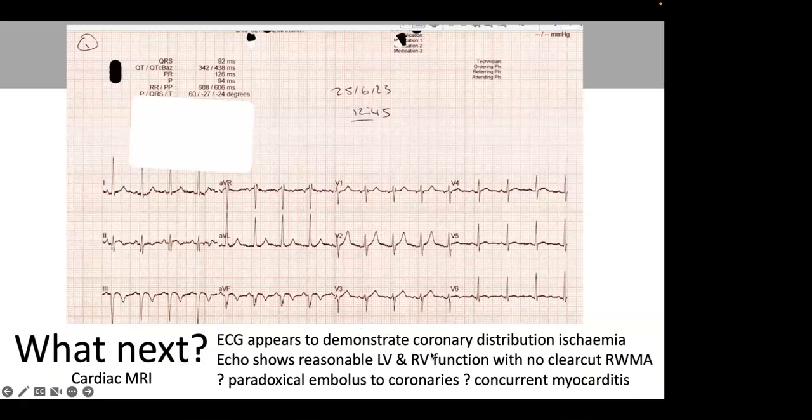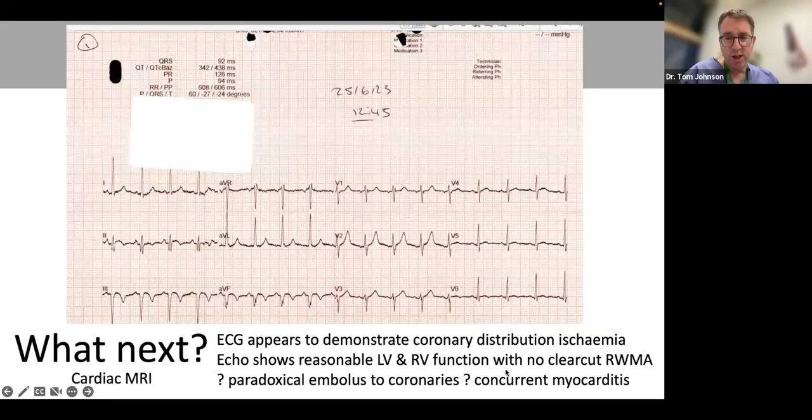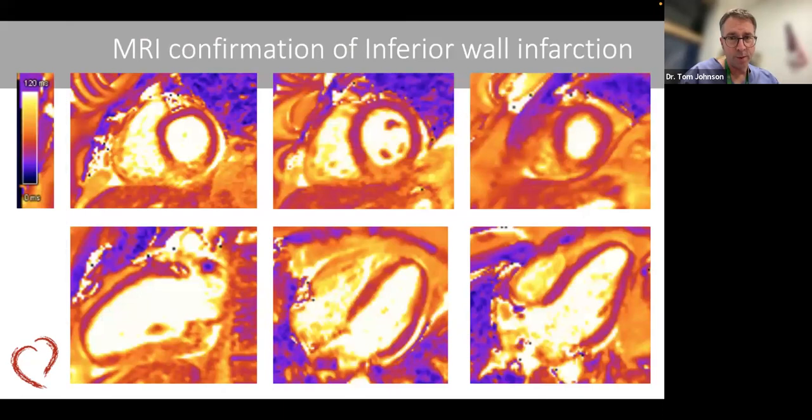The report highlights that they felt the ECG was more demonstrative of coronary ischemia, and that the echo had shown reasonable left and right ventricular function with no clear-cut regional wall motion abnormality. And the question they asked our radiologists was: is there evidence of a paradoxical embolus, so evidence of infarct, and is there any evidence of myocarditis as potentially another reason why this guy had significant troponin elevation?